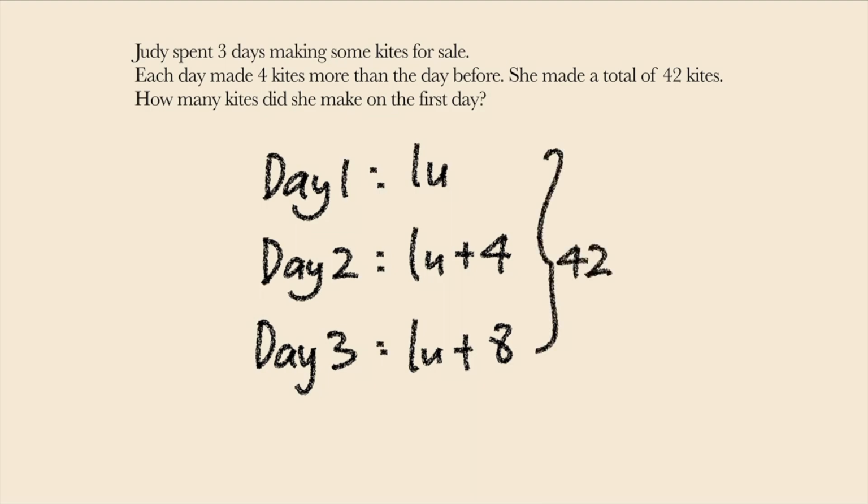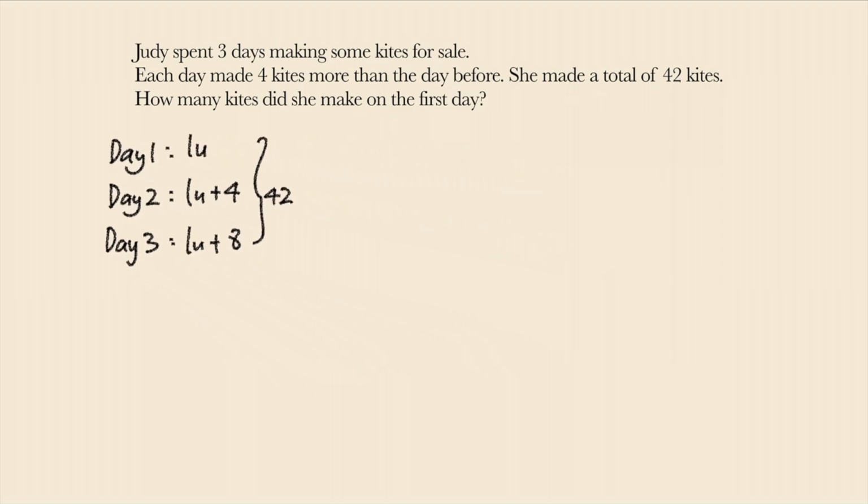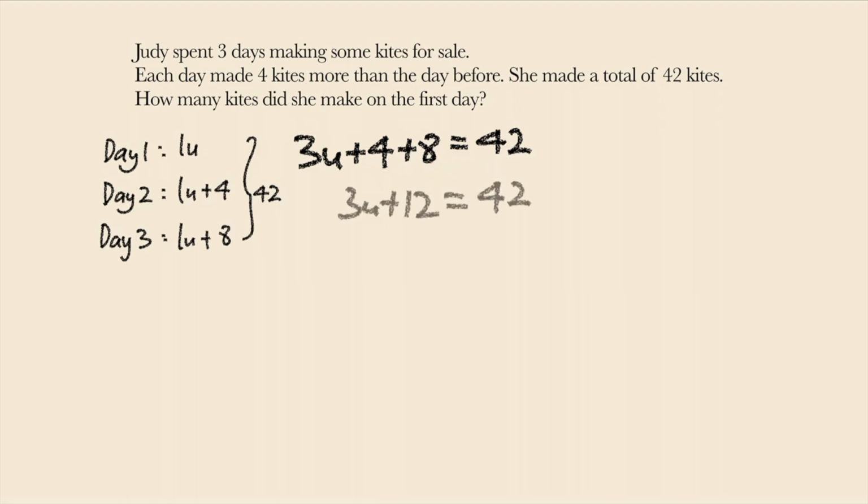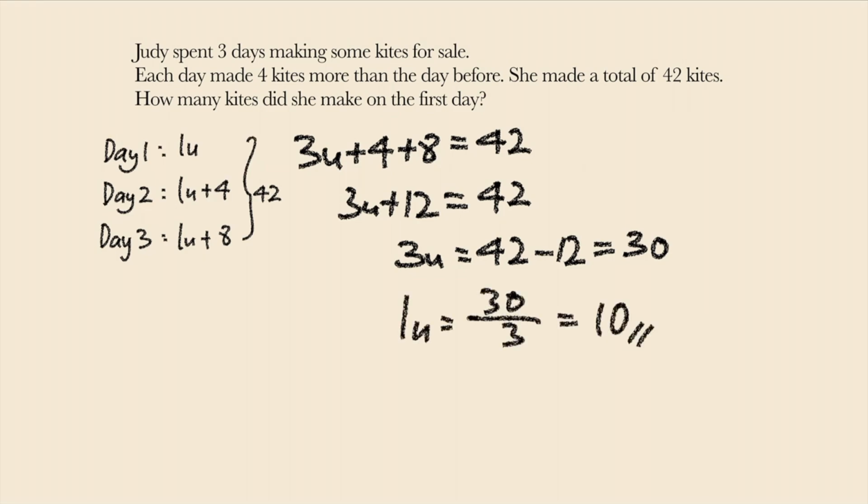So we have made everything clear. How many kites did she make on the first day? Let's form an equation. That's a total of 3 units, 4, 8, totaling up to 42. That's 3U plus 12 equals 42. Move the 12 to the right hand side. That's a subtraction there, giving us 3 units equals 30. 1 unit is a division by 3, so it's 10. On the first day, what are we interested in? There you go, 1U. So the answer is 10.